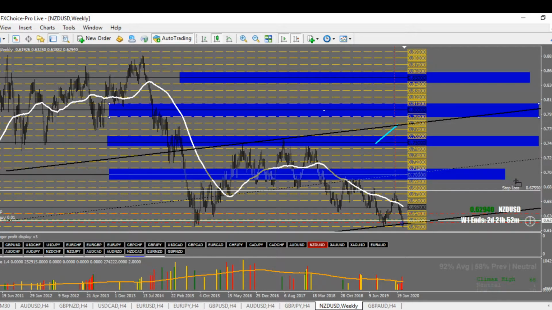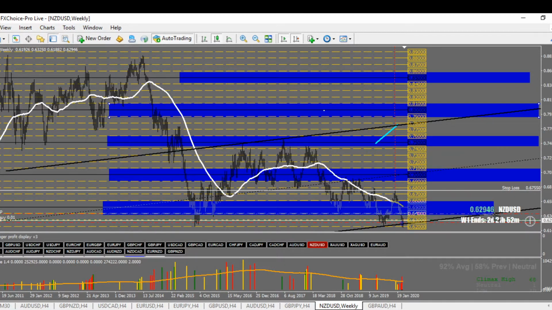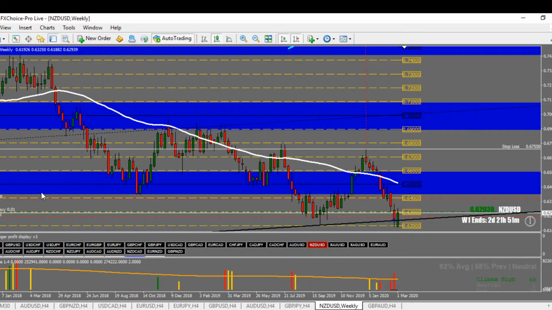Institutions love trading from these areas. And when it comes to these zones, they're not perfect, but you can see where price action plays into these zones. Right. So let's zoom in, get a little closer and see what's going on.